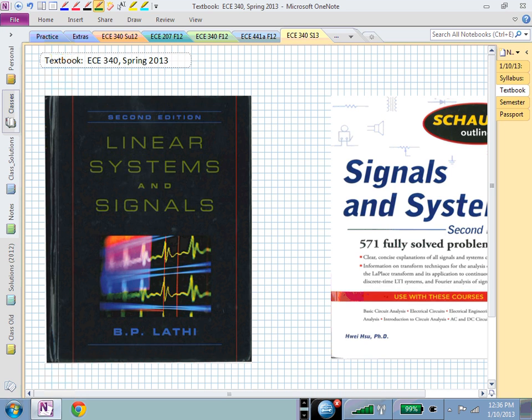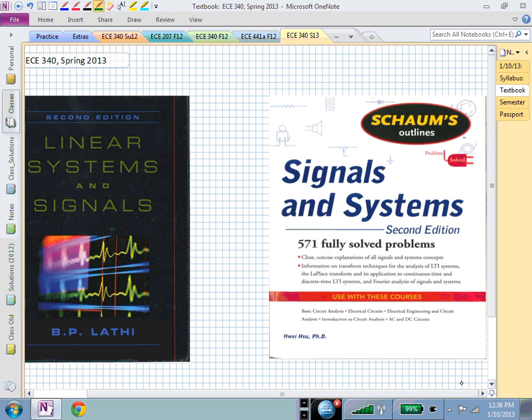If you want more examples or worked problems, there's a Schaum's outline entitled Signals and Systems. That's maybe $15, and it has 571 fully solved problems. If you like to see problems solved, you might look for this Schaum's outline. Obviously that's a different author, but it progresses with the same flow of ideas that we will cover in this class.